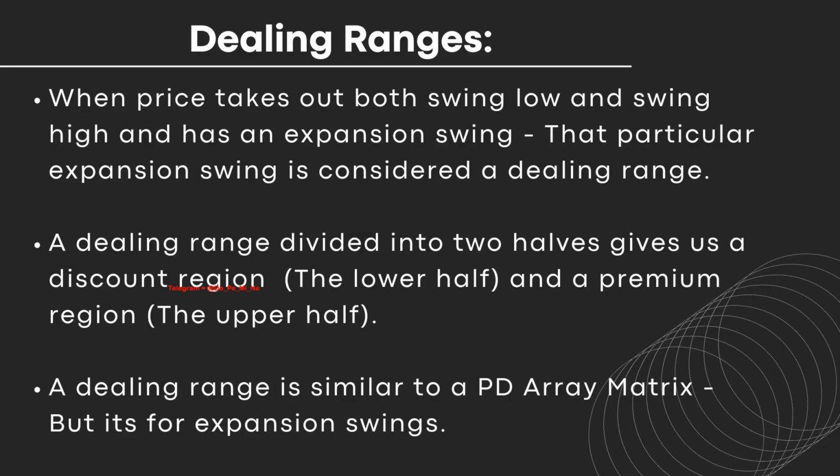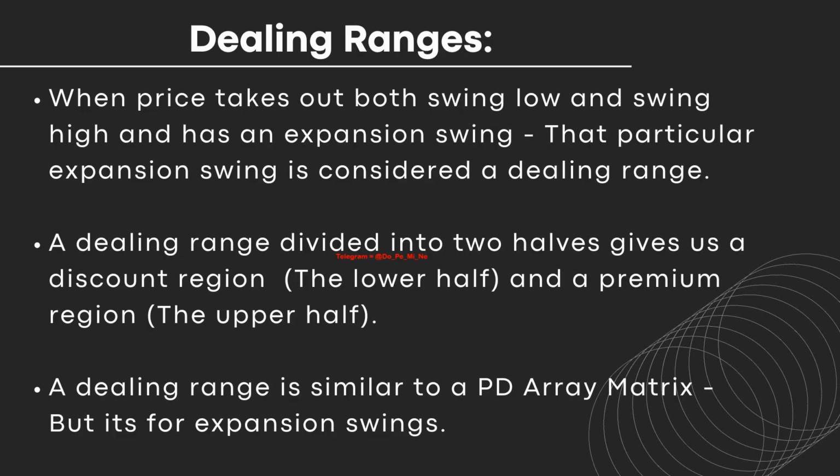Well, I'm going to delve into that later in this chapter, but first of all, you need to know how to correctly identify and find a dealing range on the higher time frame and how to correctly draw it out. Now, another thing about dealing ranges is that when you divide a dealing range into equal halves, it gives us a matrix. The upper half of that matrix is called the premium, and the lower half is considered the discount region. Last but not least, the 50% of that dealing range is called equilibrium. This is basically how a dealing range looks and works.